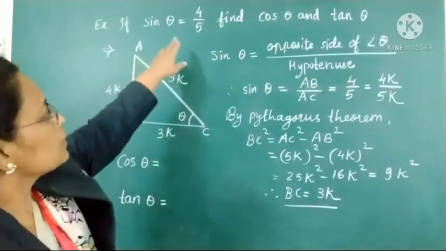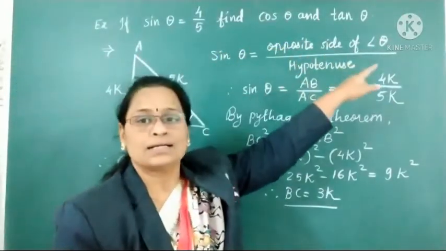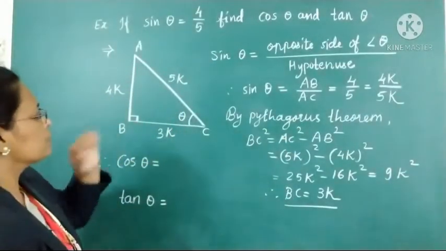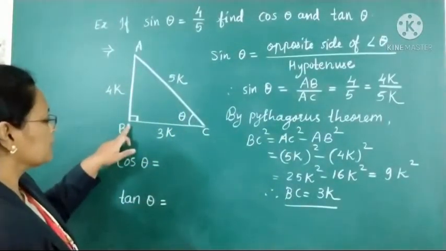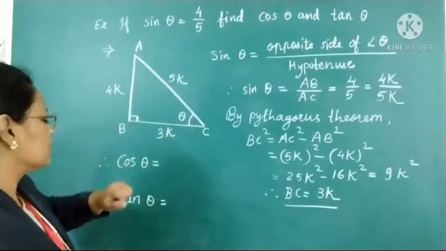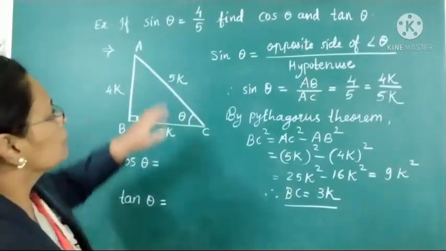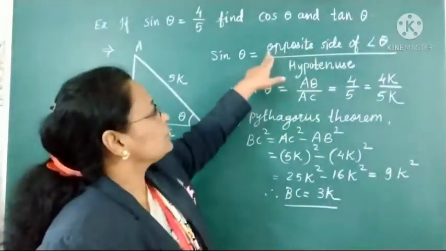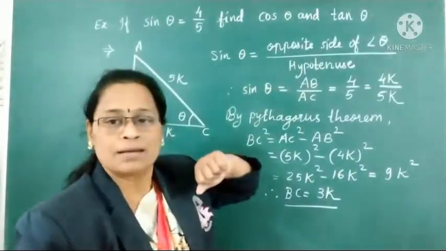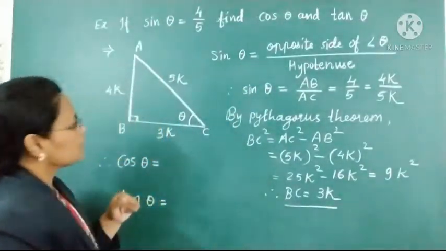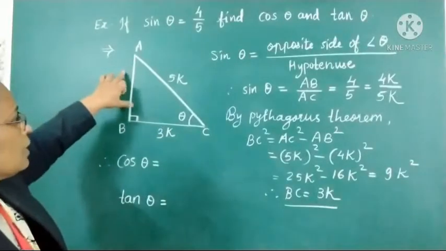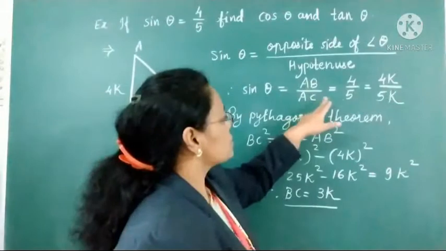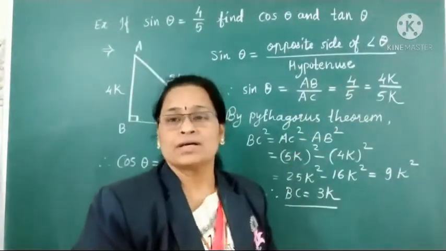If sin theta is 4 by 5, find cos theta and tan theta. These two values we have to find out. Let's draw the figure of a right angle triangle. Let's consider one of the angles as a right angle and theta as an acute angle here. What is given? Sine theta. What is sine ratio? Opposite side of angle theta to hypotenuse. In the figure, what is the opposite side? AB, and its ratio to hypotenuse. Let's write that ratio. AB is to AC is equal to 4 is to 5. This is the ratio given.